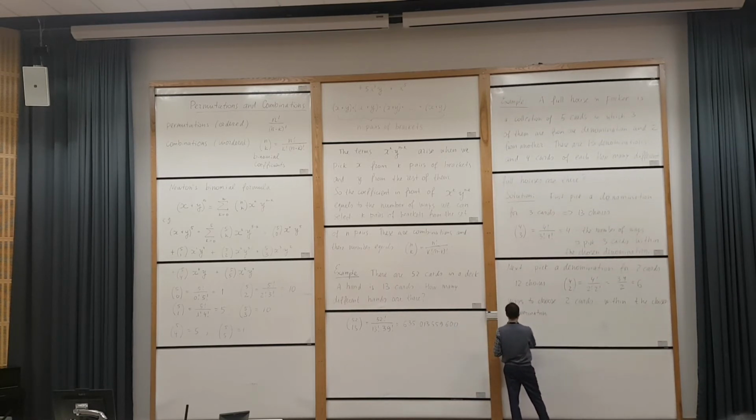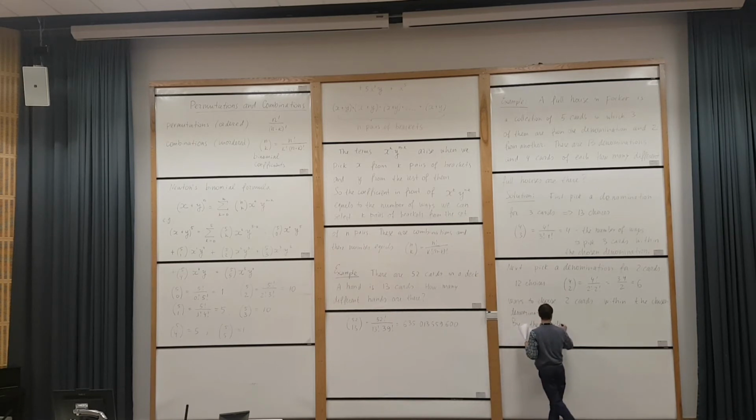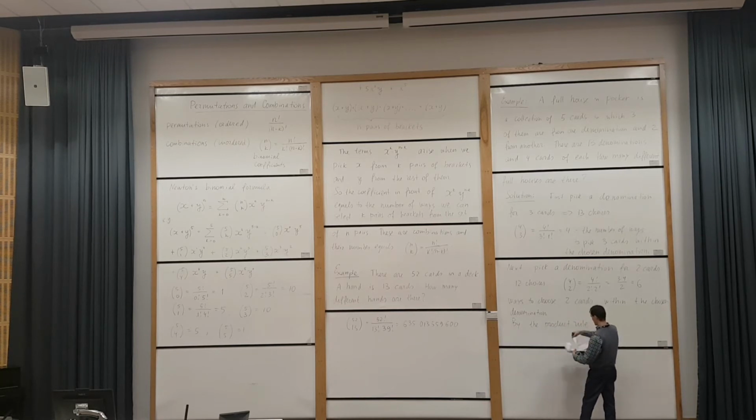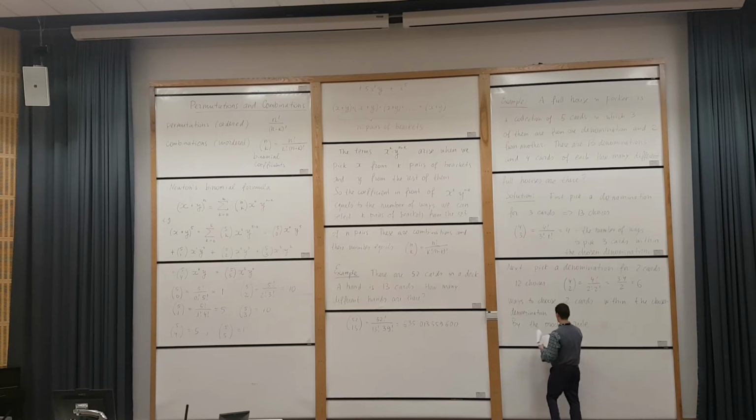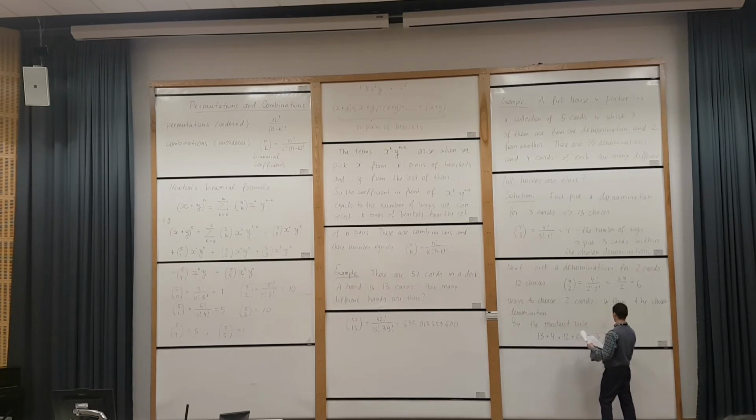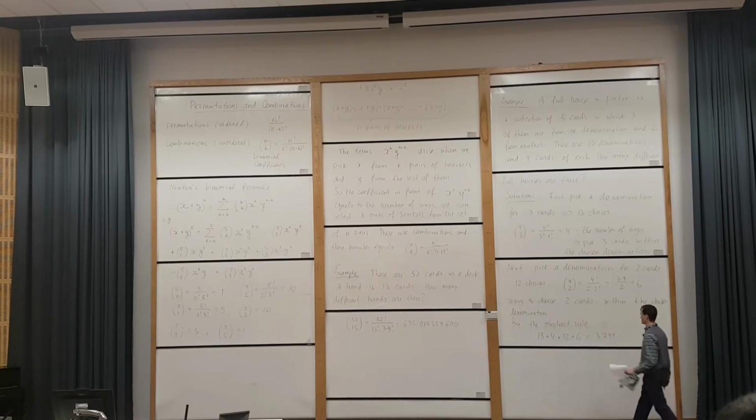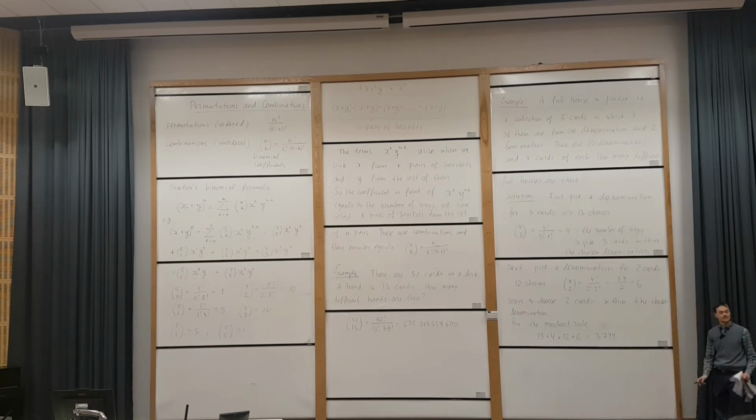So by the product rule, the final answer is 13 times 4 times 12 times 6. That gives us 3,744. Any questions?